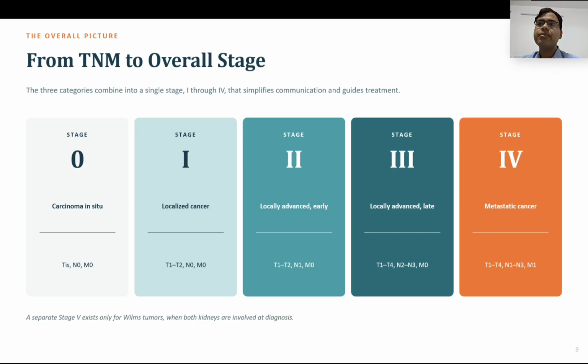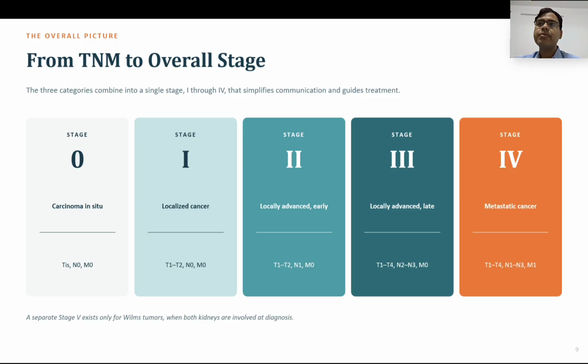And stage 4, as I said, no matter what the T is, no matter what the N is, it's an M1 disease. That is, the cancer has now spread to distant organs and it has become a palliative case where the purpose is only to control the symptoms of the patient. In those cases, usually what we do is give palliative chemotherapy or radiotherapy. So for a stage 0 disease, the chances of cure are nearing 100%, and for stage 4 disease, the chances of cure are nearing 0%.